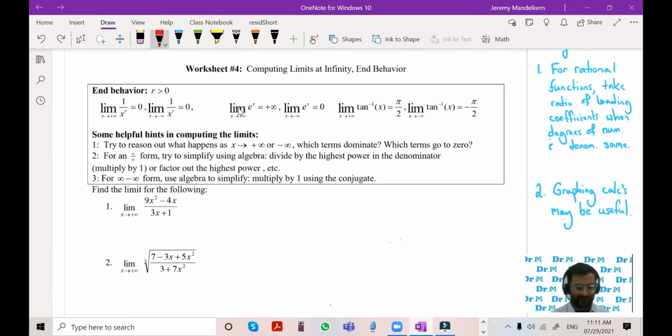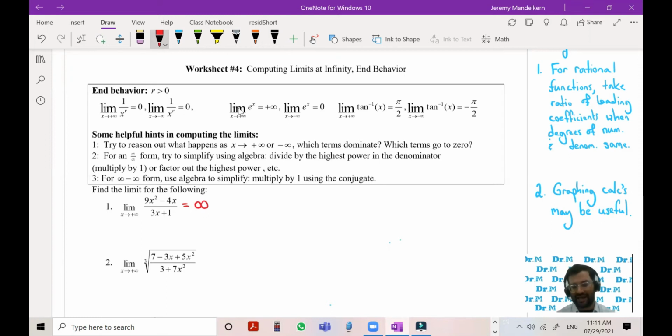Let's try this first problem. It reads, find the limit for the following. And we have the limit as x goes to infinity of a rational function. Well, because the degree of the numerator is larger than the degree of the denominator, we look at the division of the leading coefficients, seeing that it's positive, and this tells us we go to positive infinity. So a good way to answer this question might be to write the positive infinity symbol.